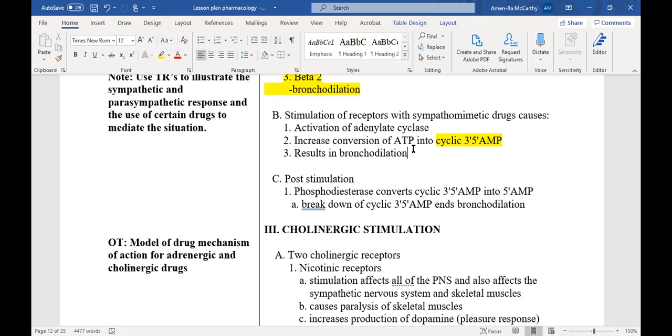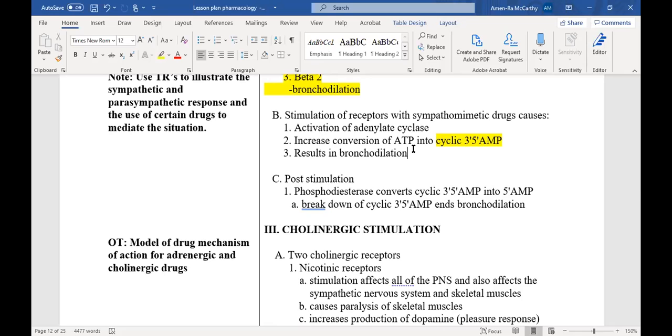That's what we wanted. Well, then the body also says, okay, bro, we ain't gonna be dilated all day long. We ain't doing this all day. So phosphodiesterase is sitting back watching you dilate. And he or she will say, that's enough, all right? So phosphodiesterase then will come and break down your 3,5-AMP and turn it into 5-AMP. And the breakdown of that cyclic 3,5-AMP will stop bronchodilation.